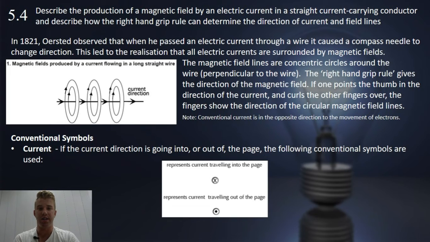So conventional current is in the opposite direction to the movement of electrons, and I won't confuse you on that. We'll learn that in class in a separate lesson.